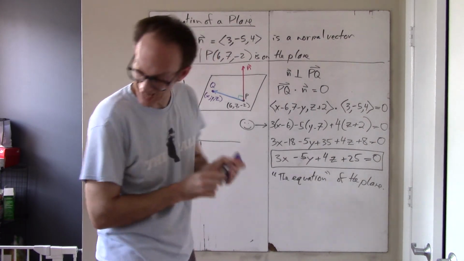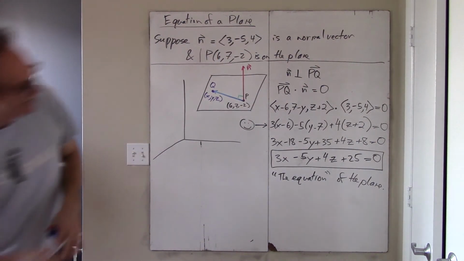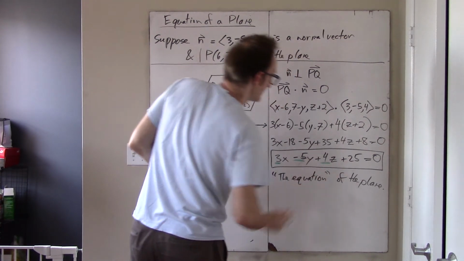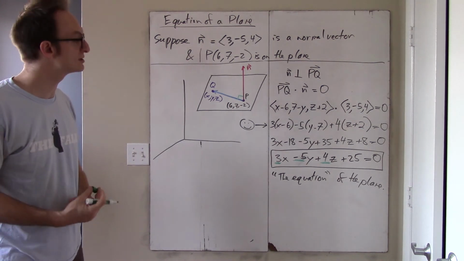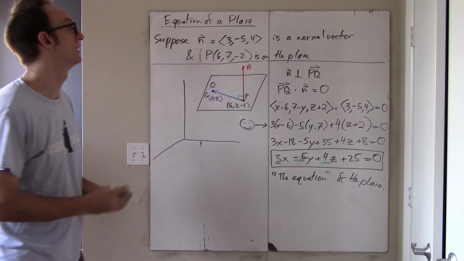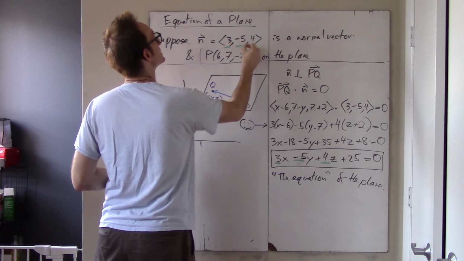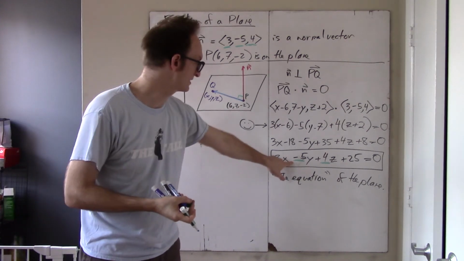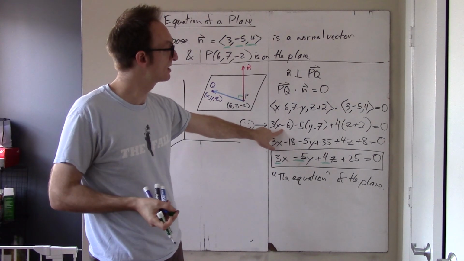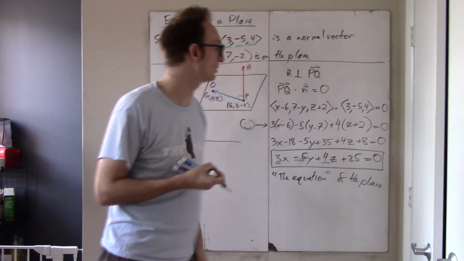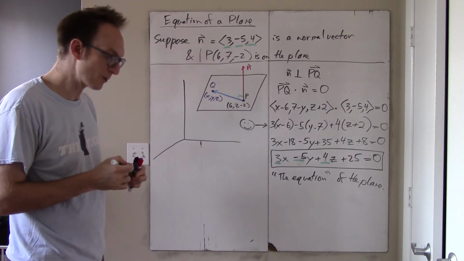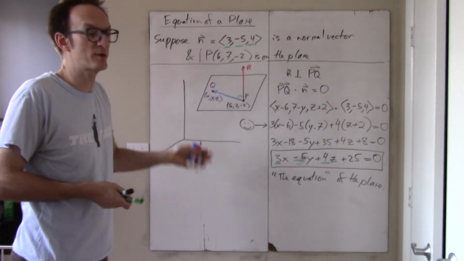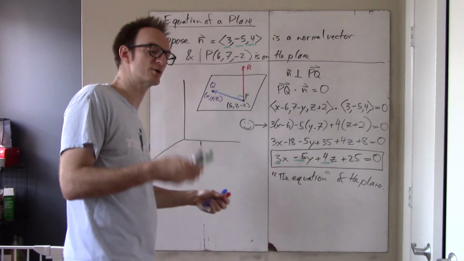The last thing to say is that I notice these coefficients, 3, negative 5, and 4. I have seen those before. They are the components of the normal vector. That's not a coincidence, because these numbers came from this step, and this step came from taking the dot product with the normal. So this is always going to happen. The first time, maybe the second or third time, you do this entire process until you understand it.